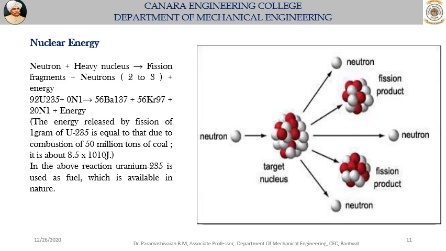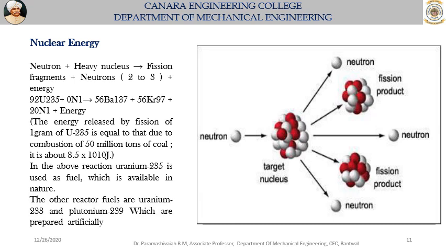So in the above reaction, uranium-235 is used as fuel. It is also called fuel here, even though it is not combustion, it's not burning, because it undergoes the reaction. The reaction is a nuclear reaction, splitting of nucleus into two. So uranium-235 is used as fuel, which is available in nature.